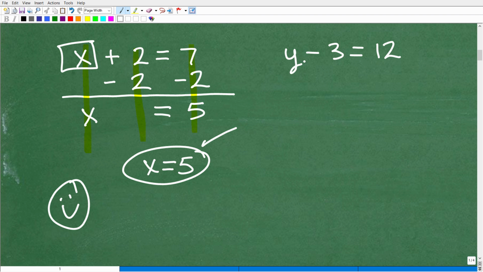All right, so we have y minus 3 is equal to 12. Again, what's the objective? I want to get y by itself. So how can I get y by itself? I got y minus 3. I'm like, I don't want y minus 3. I want y, only y. So how can I get rid of that minus 3?